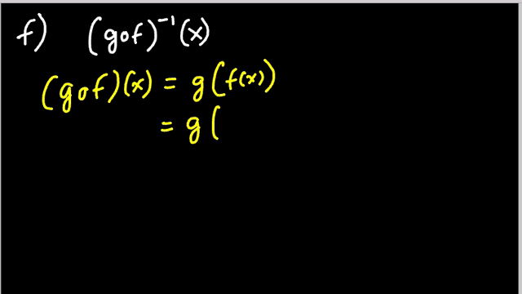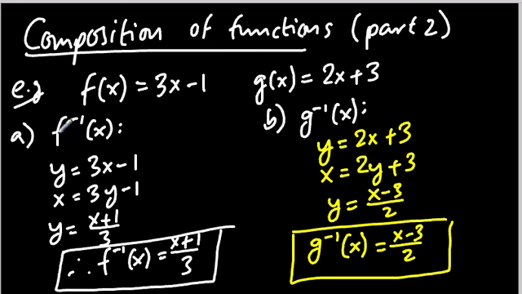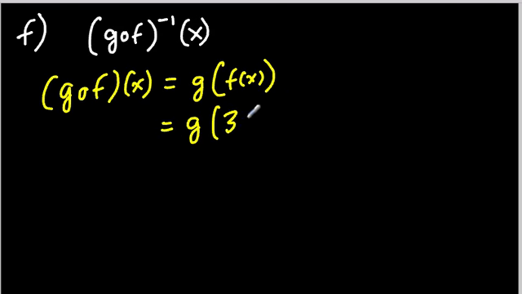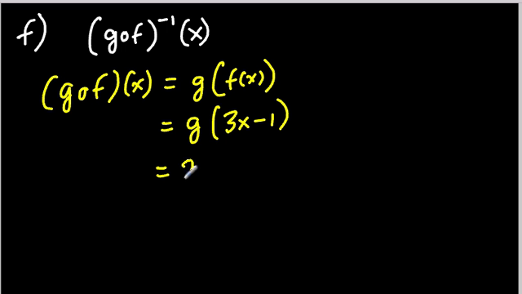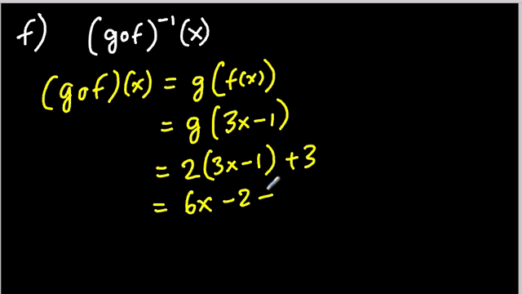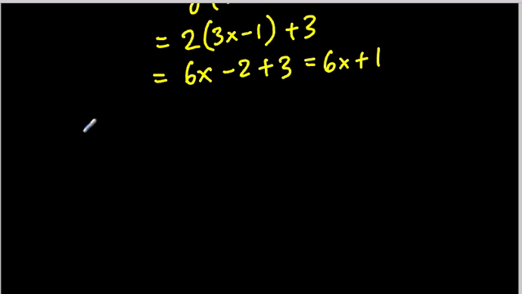And f of x, let me just go back here, f of x was 3x minus 1, so this goes into g. Let's see what g was again. It's 2x plus 3, so it's going to be 2 times something plus 3, and that something happens to be 3x minus 1. If I do this, this will be 6x minus 2 plus 3, which is equal to 6x plus 1. So this is what g of f of x is. What we're trying to do is the inverse of this function.